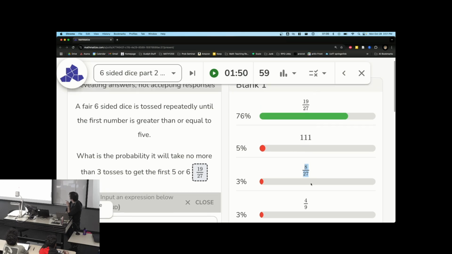19 over 27 and 8 over 27 are complements. And 8 over 27 is 2 cubed divided by 3 cubed, the chance of missing the first 3. So it takes no more than 3 as long as you don't miss the first 3. So the right answer is 1 minus 8 over 27, which is 19 over 27. You all got that right with the help of the formula. So very good. All right, do we have anything else to say about geometric variables?